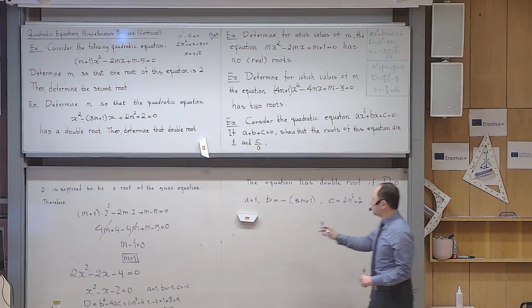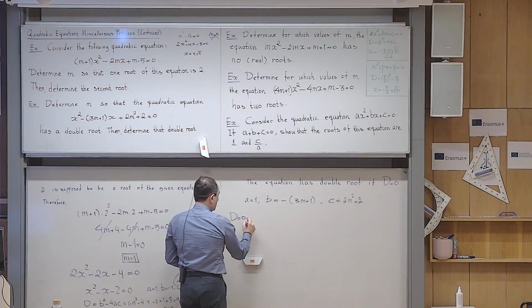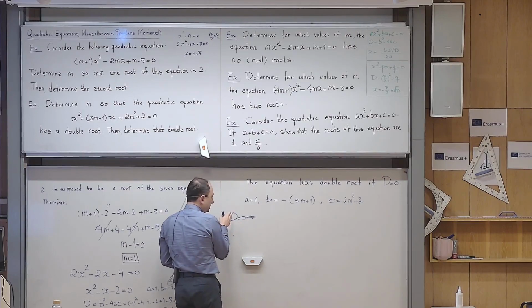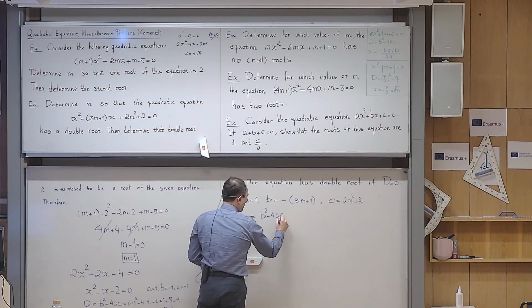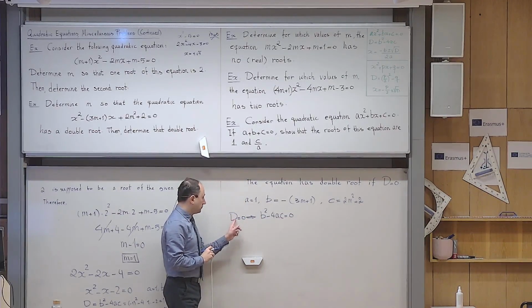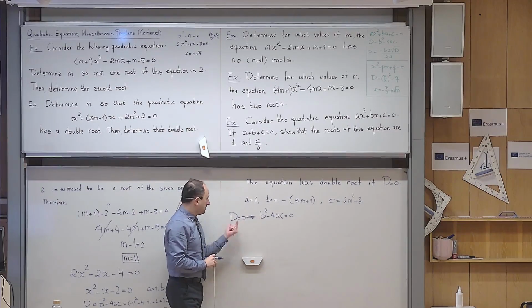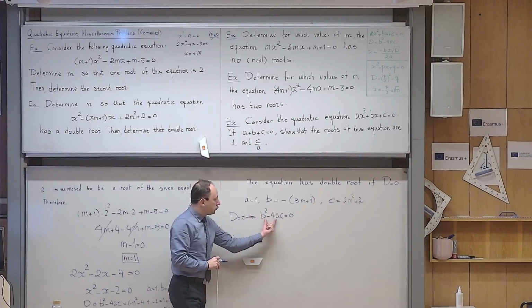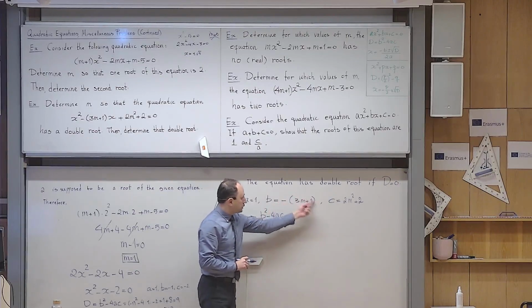But D is 0. So when you say D is 0, it means what? Everyone hopefully knows what D is. D is B squared minus 4AC equals 0. Is that understandable? Why do I put D equal to 0? Because my goal is to force it to have a double root. And then instead of D, I put the formula for D.